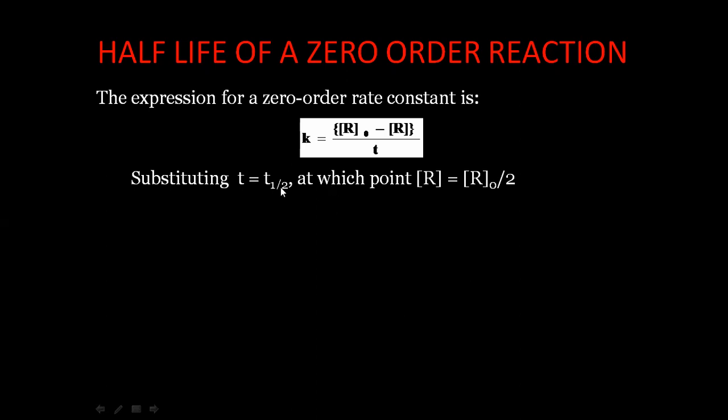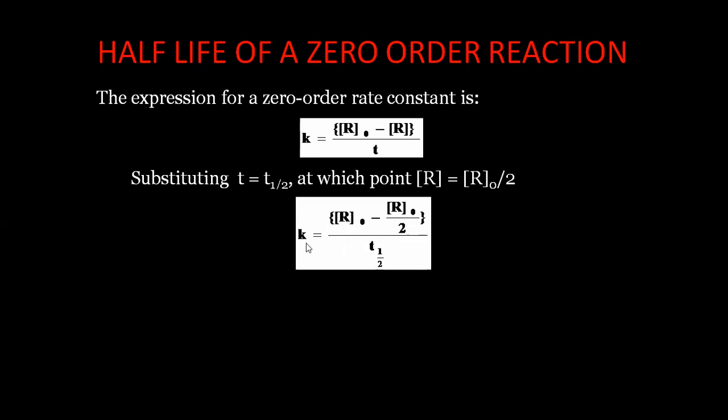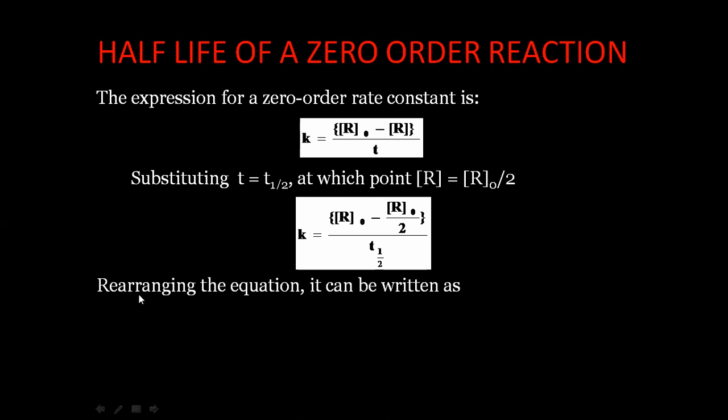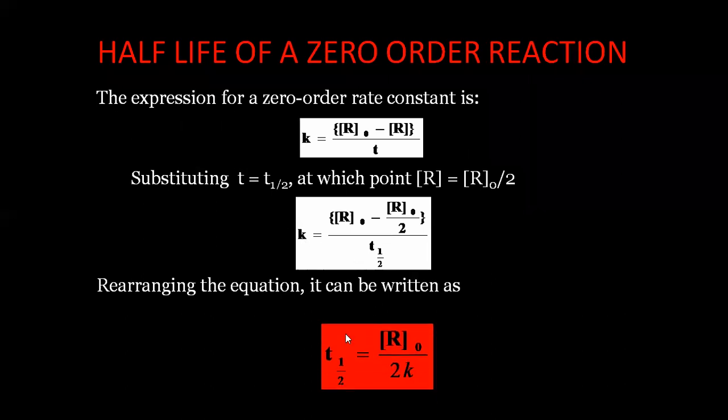If I substitute this value, what do I get? k will be equal to R naught minus R, which is R naught by 2, over t, which is t half. Rearranging the equation, if I bring t half to the left hand side and k to the right hand side and simplify, what I'll get is t half equal to R naught by 2k. That is the expression of half-life for a zero order reaction.